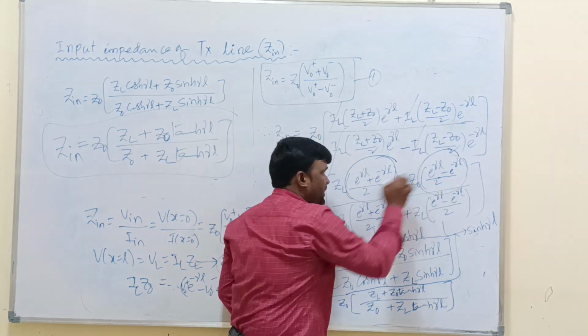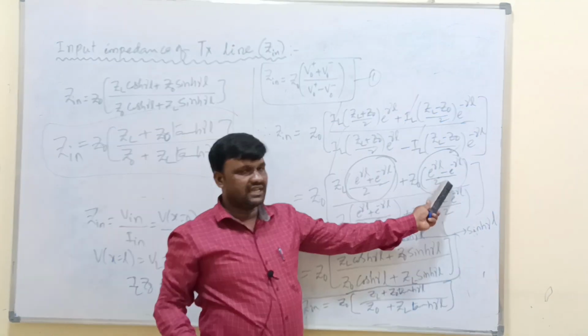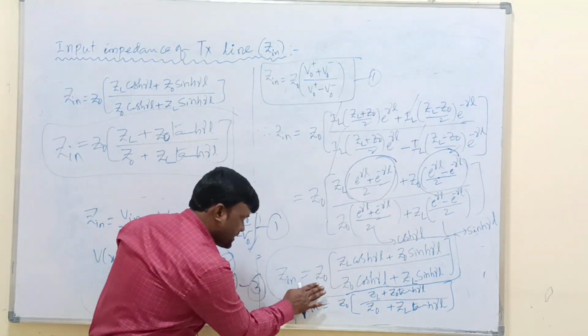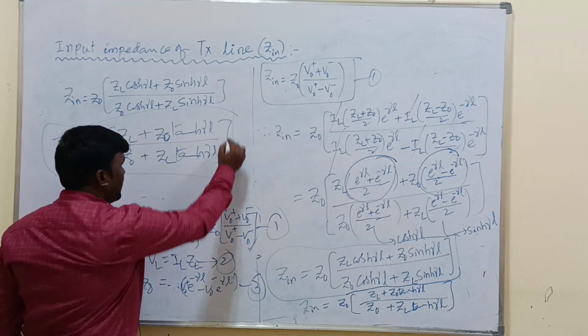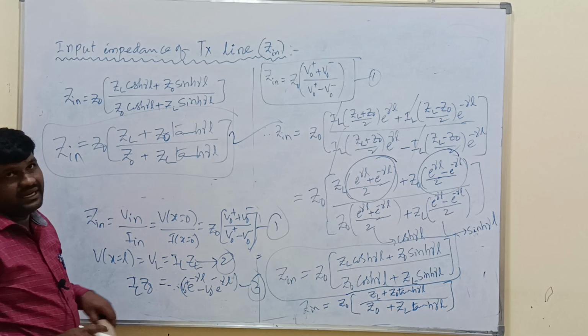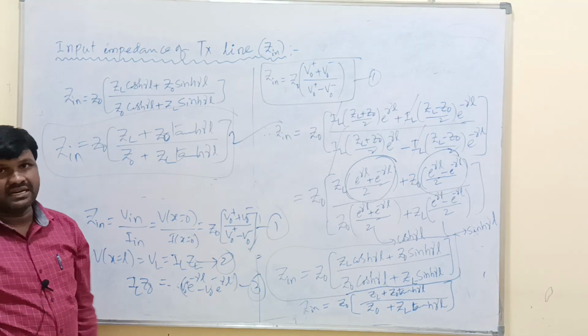These terms are equivalent to what? This one is equivalent to cos h gamma L, this one is equivalent to sin h gamma L. Finally, we got expression like this. And by taking cos h gamma L as common in the numerator and denominator, we got expression like this. This is all about the derivation of the input impedance of the transmission line.